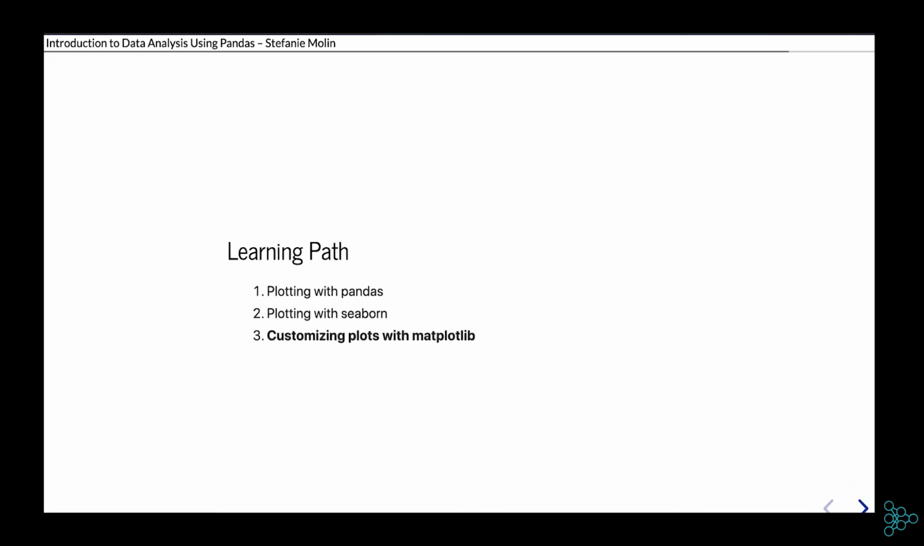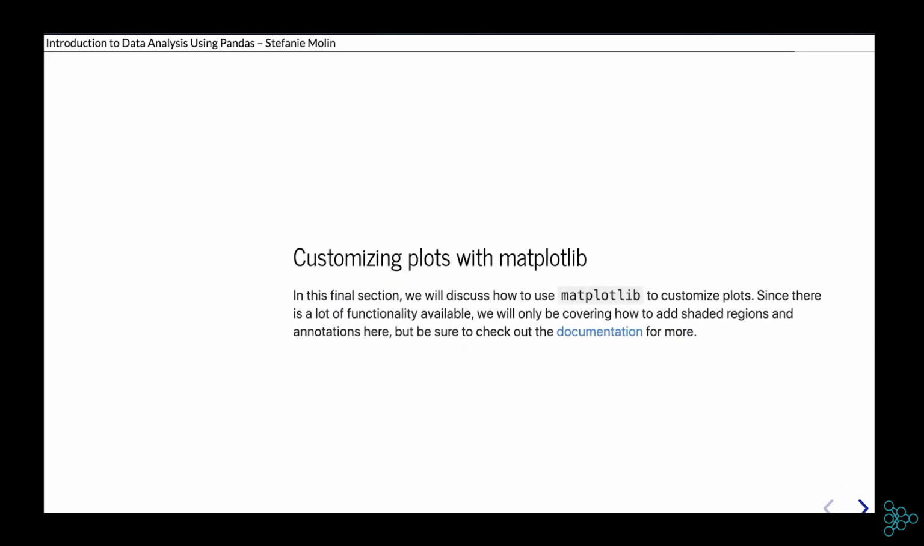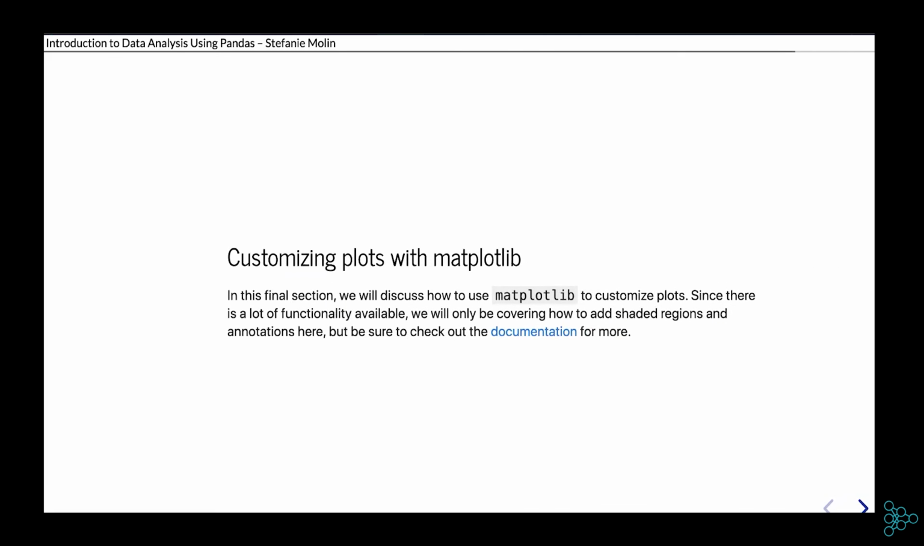And now we're going to look at how to customize the plots with Matplotlib. Obviously, there's a lot of functionality available in Matplotlib if all these libraries are building on top of it. But we're just going to see a couple of things you can do to highlight specific areas of a plot and provide annotations. But I've linked to the documentation for more.